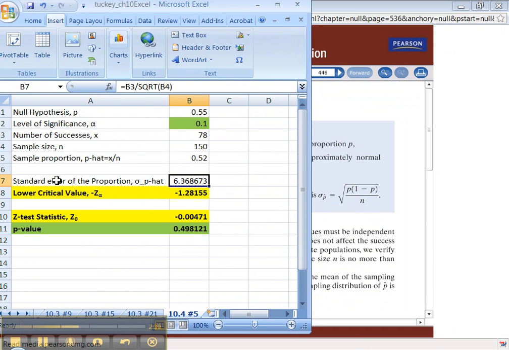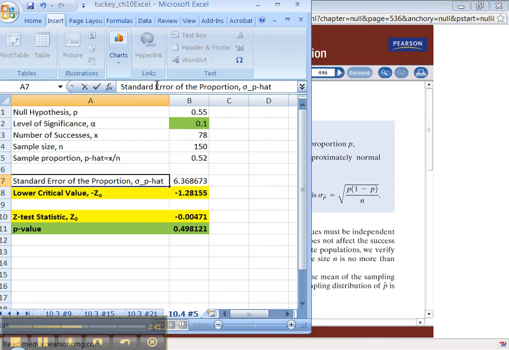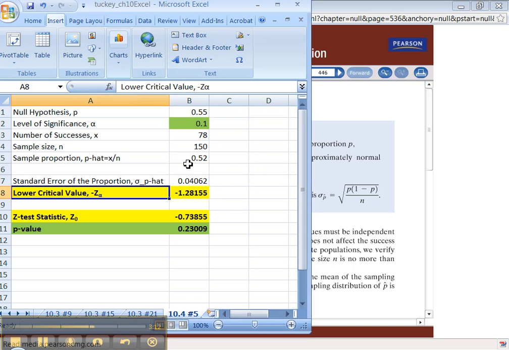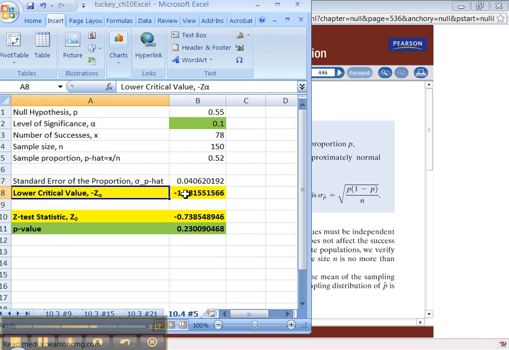Right here, standard error. Why am I not capitalizing the e? Because I'm a moron. There we go, e. Okay, equals square root, parentheses, p, that's 0.55, times, parentheses, 1 minus p again, so 0.55 again. Close one of your sets of parentheses, but not both, right? See the green parentheses? Keep those together. Divided by n, which is 150 for us, that cell. And again, you are so much better off using cell references here. That way when you copy and paste for the next problem, it's all there.